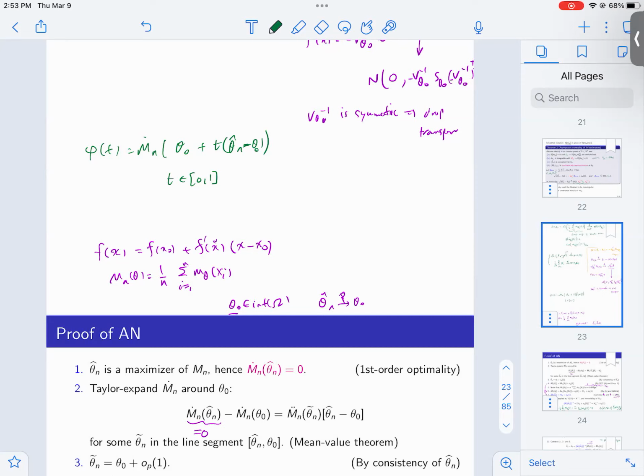Yes, because you care about just these two points, and this is going to be the line segment, so it's going to be somewhere in this thing. For some t from 0 to 1, you have the expansion, and that means it's going to be on the line. So you can write this as a convex combination, basically. It's equivalent to (1 minus t) times theta naught plus t times theta hat n.